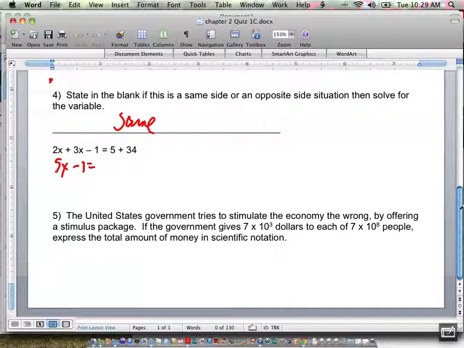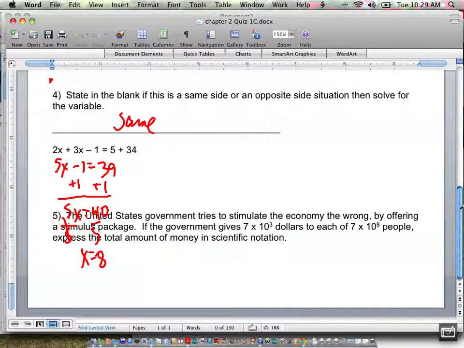The 5 and the 34, listen, this is really important. I just realized this. Maybe you did it opposites. You see how the 5 and the 34 are on the same side? You got to do the same operation here too. It's 39. Then add 1, 5x is 40, divide by 5, x is 8.